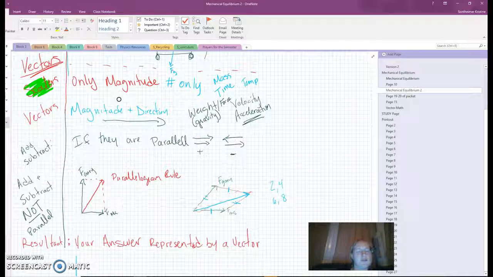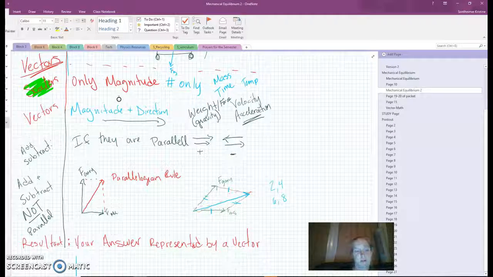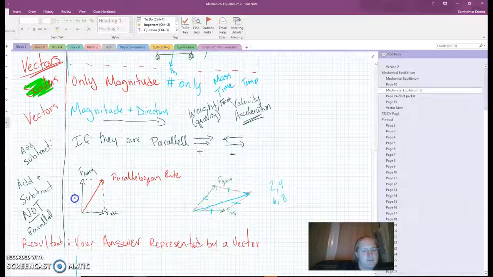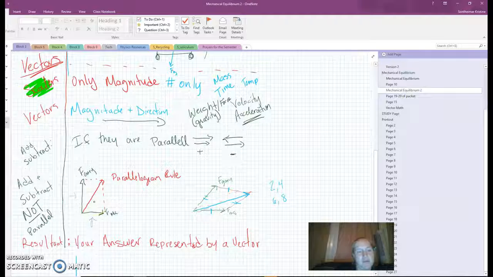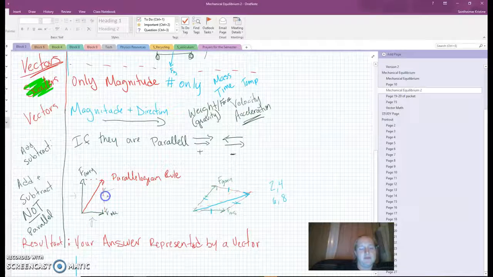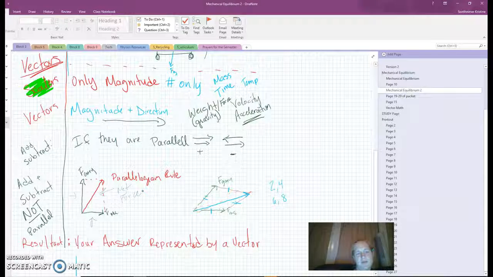So the challenge that a lot of people are having is the parallelogram rule. Just understanding this is a force, and this is a force, and this is a force, and the sum of the forces, the net force, is the result. The resultant is the net force. A lot of people have had a challenge with that, and that's how you determine it if you aren't given numbers.